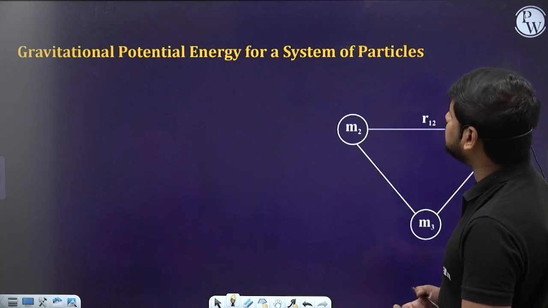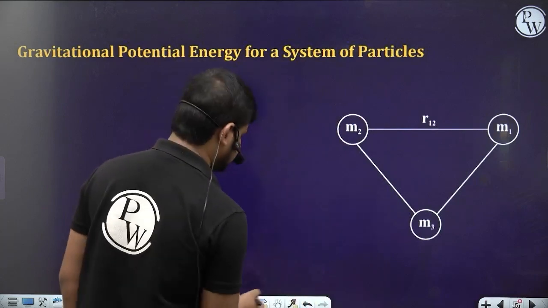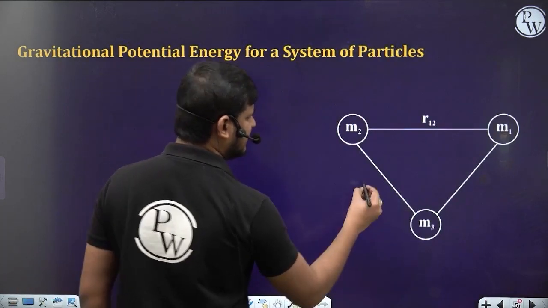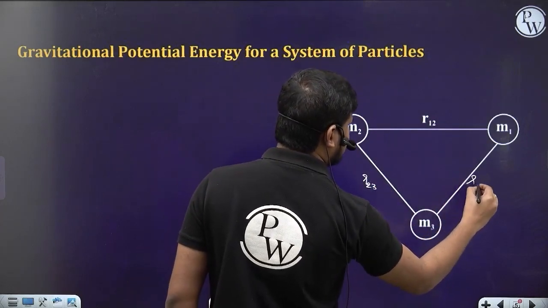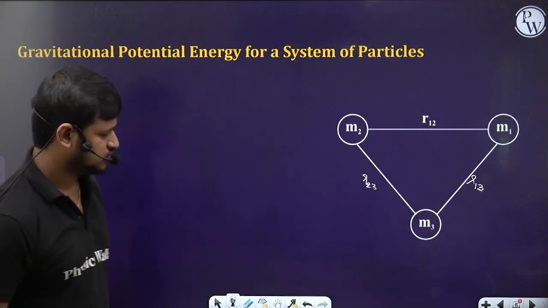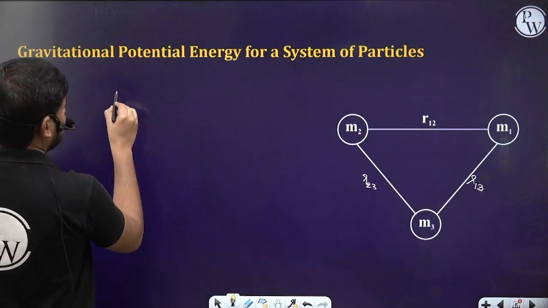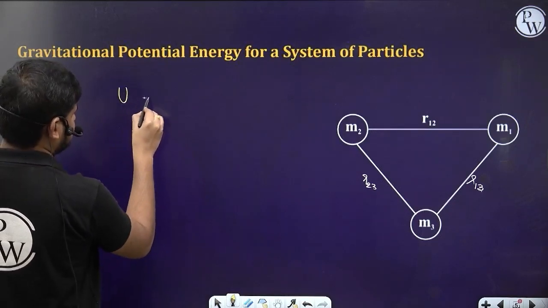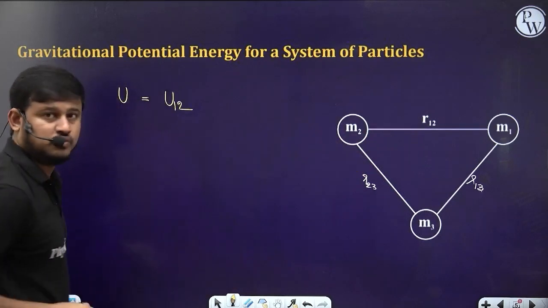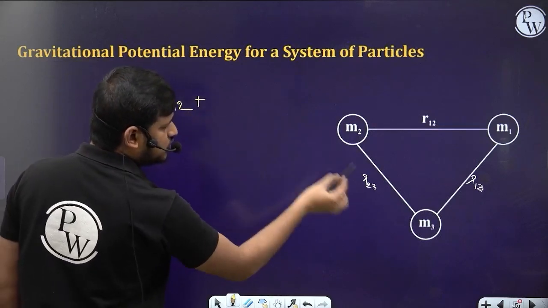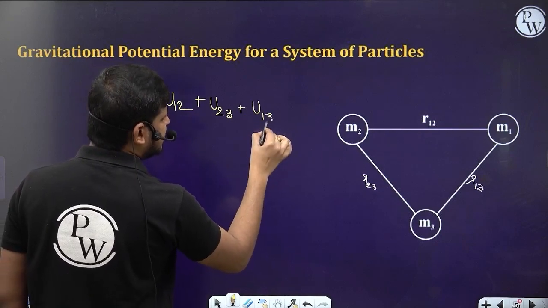Now the gravitational potential energy of a system of particles. If there are three masses like this, or some more masses, then we can write r12, let it be r23 the distance between these two, and r13 the distance between these two. Now let me write the net potential energy: between masses 1 and 2 the potential energy will develop, between 2 and 3 the potential energy will develop, and between 1 and 3 the potential energy will develop.